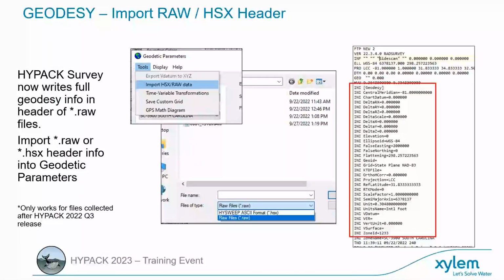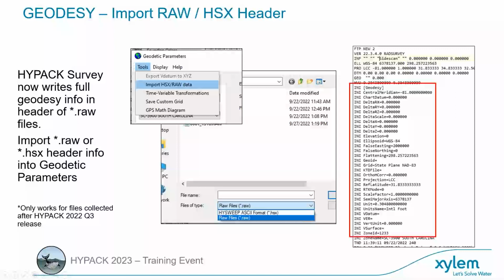Okay, and then this one is super helpful here in support. We get so many people sending in data, and we like to create a project that resembles what you have collected. This is a nice feature where we now write the Geodesy information in the header of the raw and HSX file. And when you go into Geodesy, you can just say import HSX or raw data, and it will update the Geodesy to reflect what you collected.